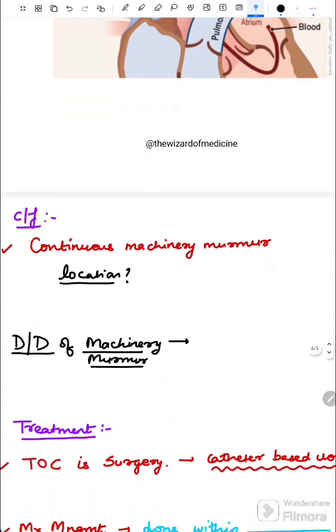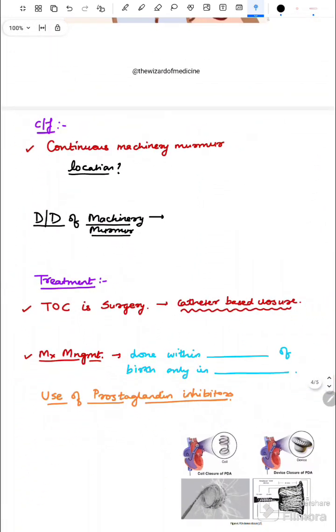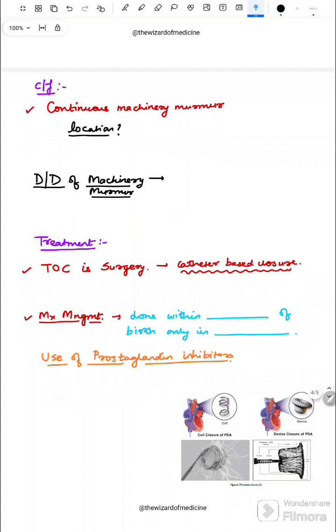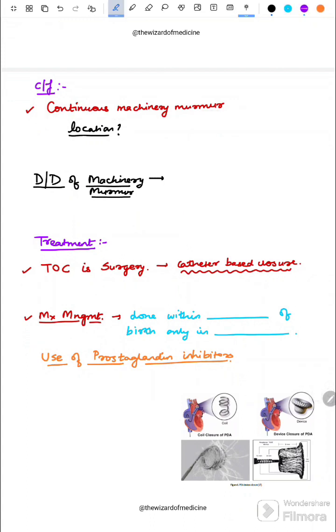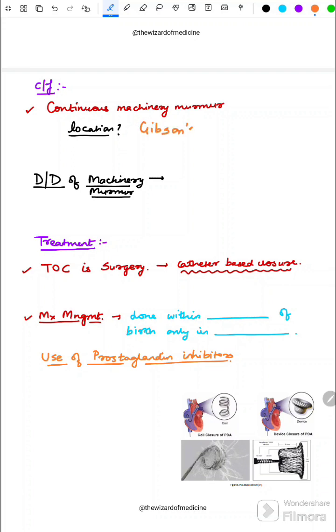Now let's move to the clinical features. We already discussed that we'll be seeing a continuous machinery murmur. What is the location of this murmur? Where will you be seeing this murmur? This murmur is seen in the Gibson's area. So where is this Gibson's area? Gibson's area is in the second left intercostal space at the parasternal location. Okay, that is the Gibson's area.